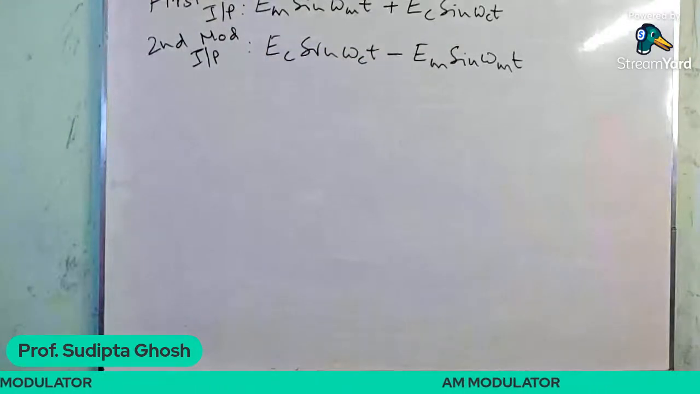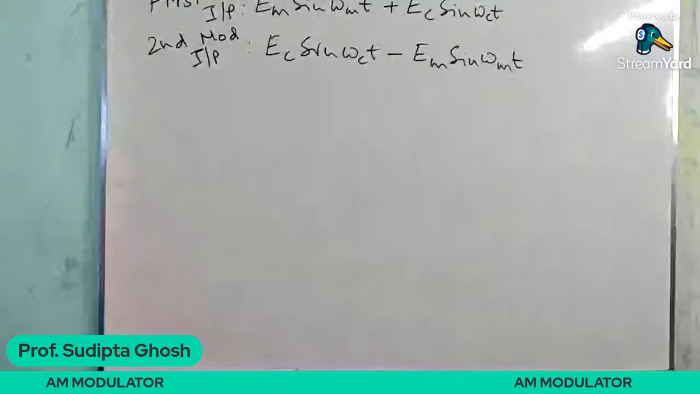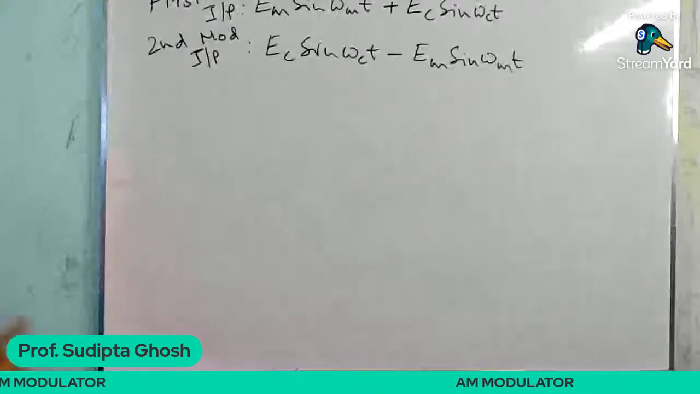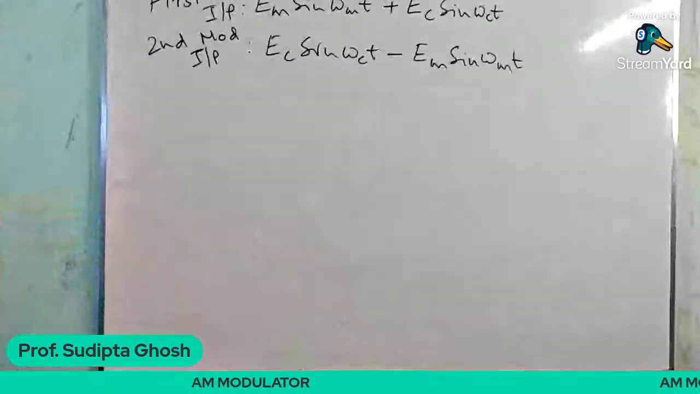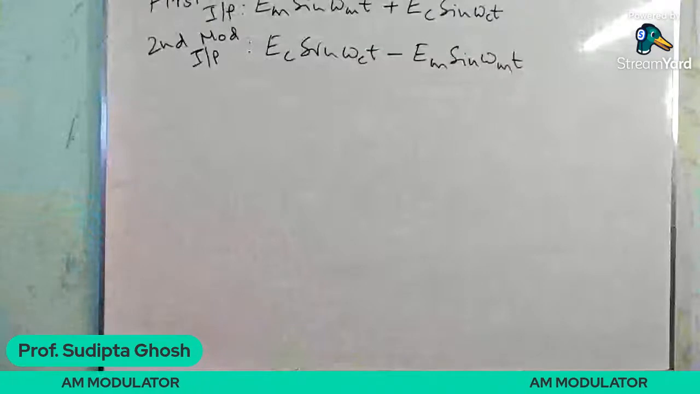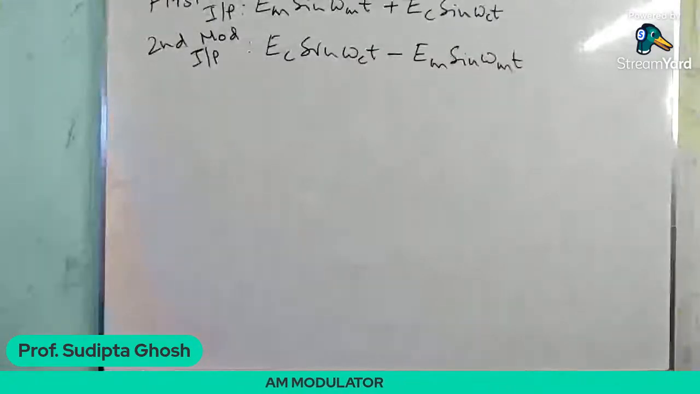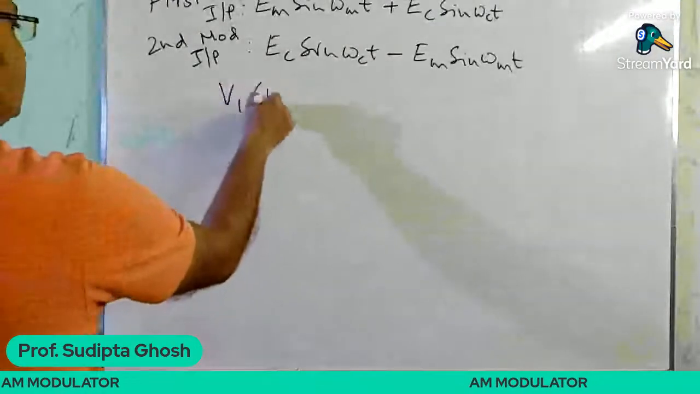So here Ec sin ωct is the carrier signal, and Em sin ωmt is the modulating signal. Now, what will be the output of the two balanced modulators? Let the output voltages of the two AM modulators be V1. V1 is the output of the first modulator.